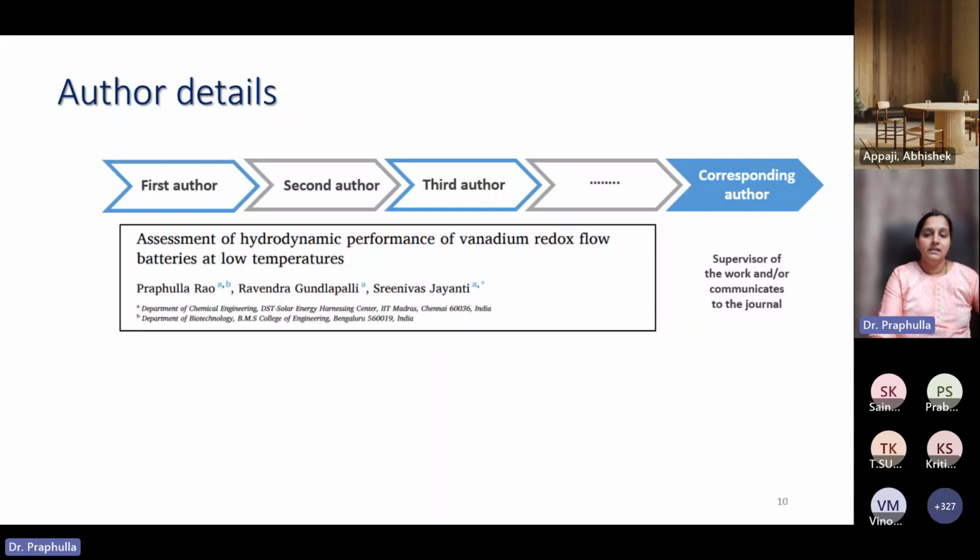So this is my paper. Let's say this is my PhD paper. Professor Srinivas Jayanti is my guide, and the professor communicated the paper to the journal. So the star is here. I have done the work, compiled the entire results, analyzed them and wrote the paper.